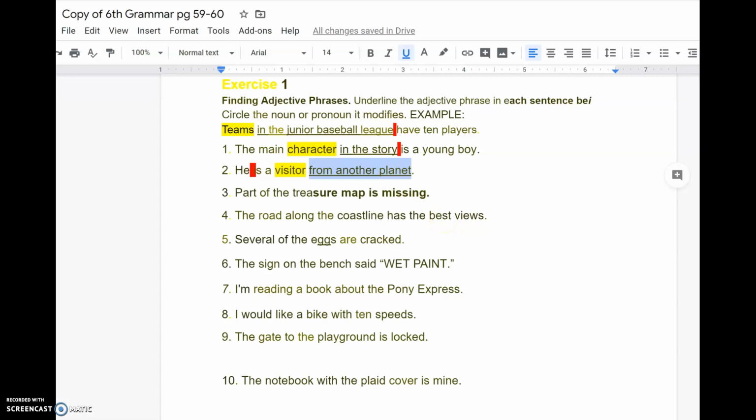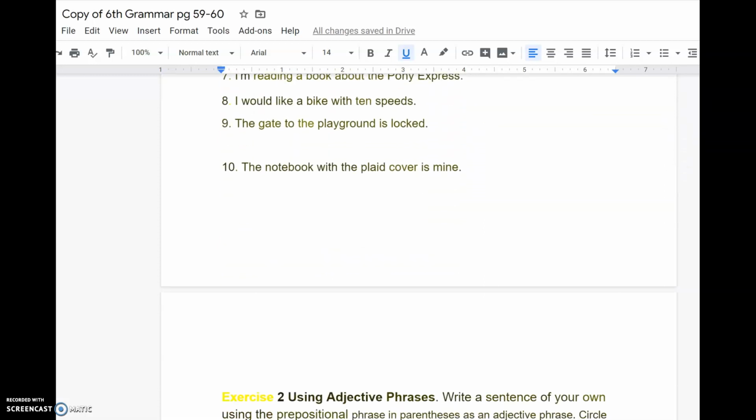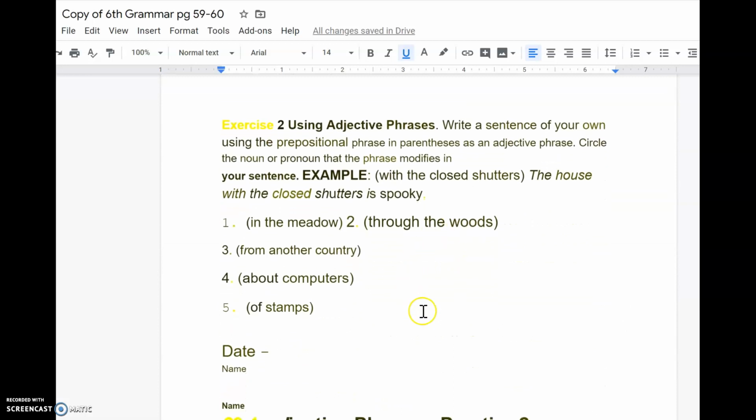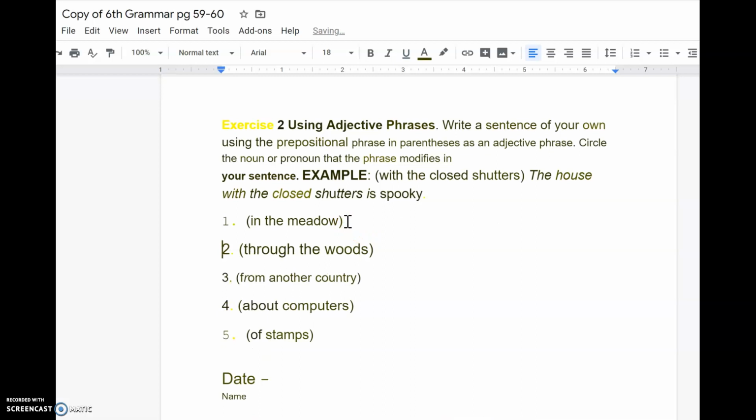All right, so you're going to complete 1 through 10 in your book. For these, you're going to be writing your own sentence. So it says, write a sentence of your own using the prepositional phrase in parentheses as an adjective phrase. Then you need to circle the noun or the pronoun that the phrase modifies. So we'll kind of continue what we were doing up above.